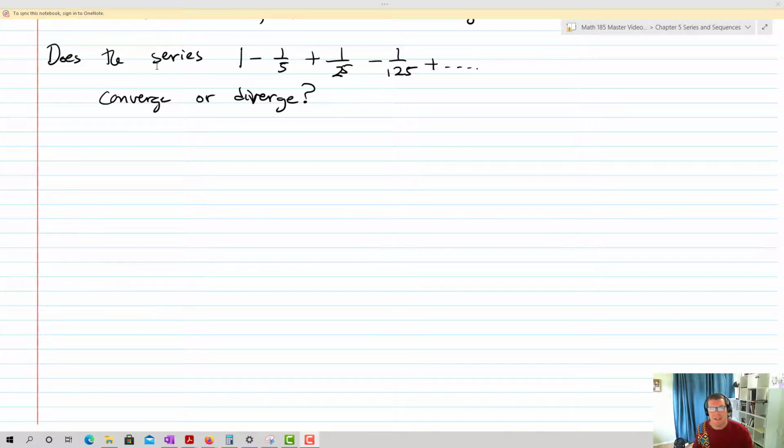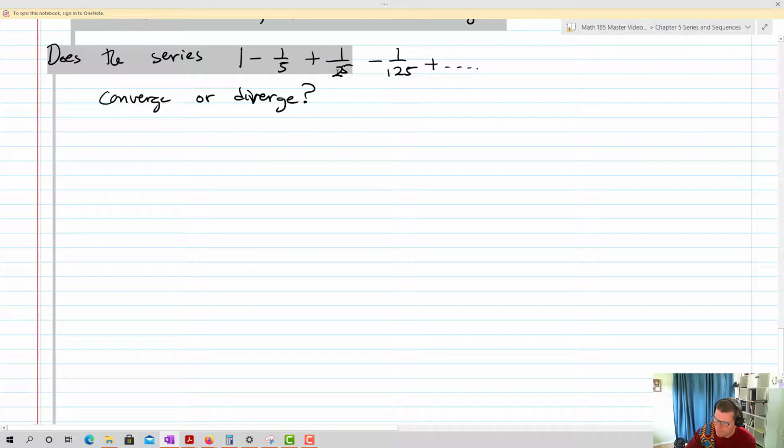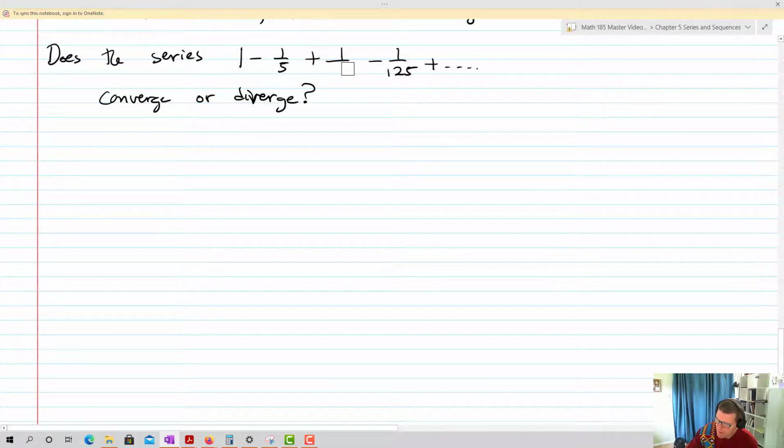All right, so let's take a look. Does this series 1 minus 1/5 plus 1/25 minus 1/125 converge or diverge? Okay, so we'll start out, and what we want to do is figure out what exactly is the sequence that we've got going on behind the series. So we'll look at a1, which is going to equal 1 over 1, okay? And that actually is 1 over 5 to the 0th power, okay? That's going to be kind of handy.